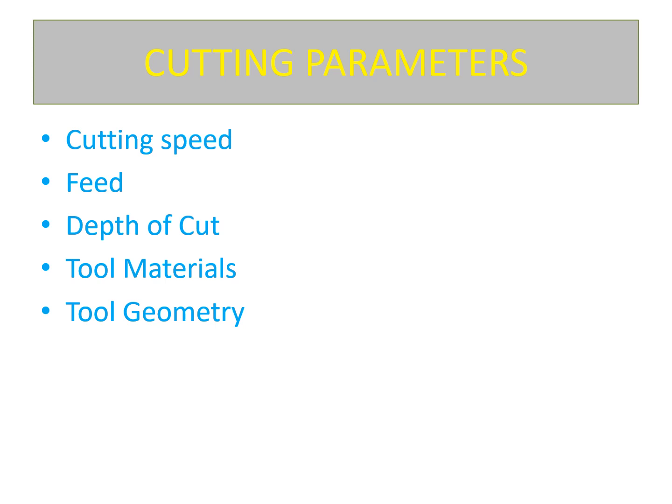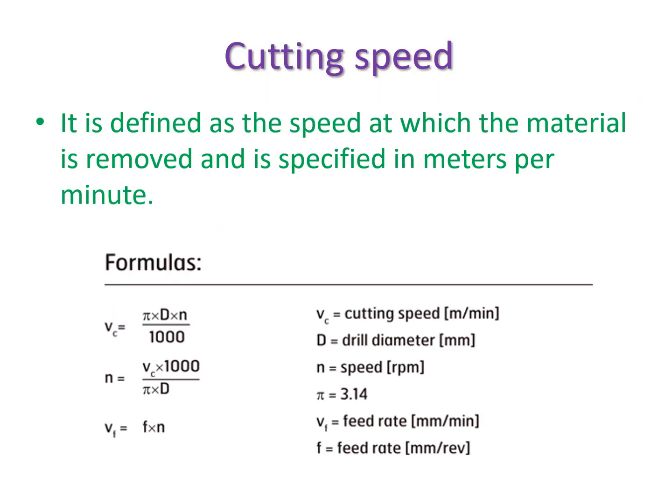Also, when selecting a tool, always select a tool harder than your workpiece, otherwise it will damage the tool. The cutting speed is defined as the rate at which material is removed from the workpiece. It is also defined as the rate at which the workpiece moves with respect to the tool. The formula of cutting speed is given below. Its unit is meter per minute.